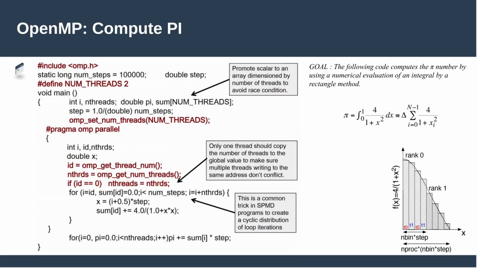To compute PI using OpenMP, we employ a numerical evaluation of an integral via the rectangle method. This involves dividing the area under a curve into rectangles, calculating their areas, and summing them. OpenMP efficiently parallelizes this process, distributing the workload across multiple threads to enhance computational speed and accuracy.